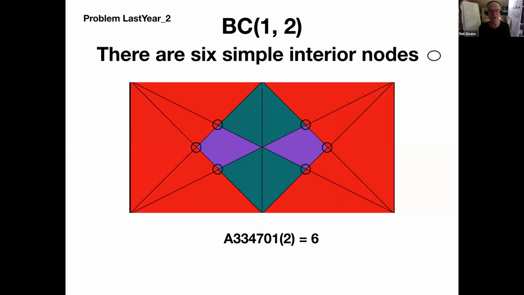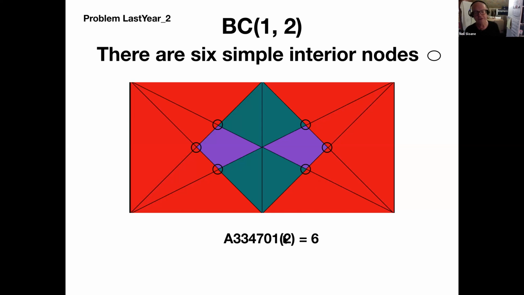Another question, also from a year ago. Let's look at the interior nodes that are simple. So I've gone back to BC12. This is very simple. A 1 by 2, 2 squares side by side, join all the boundary points by lines. How many simple intersections are there? Well, there's one point which is not simple. This point in the middle has 3 lines through it. That's not a simple point. All the others have 2 lines through them. So there are 6 interior simple points.